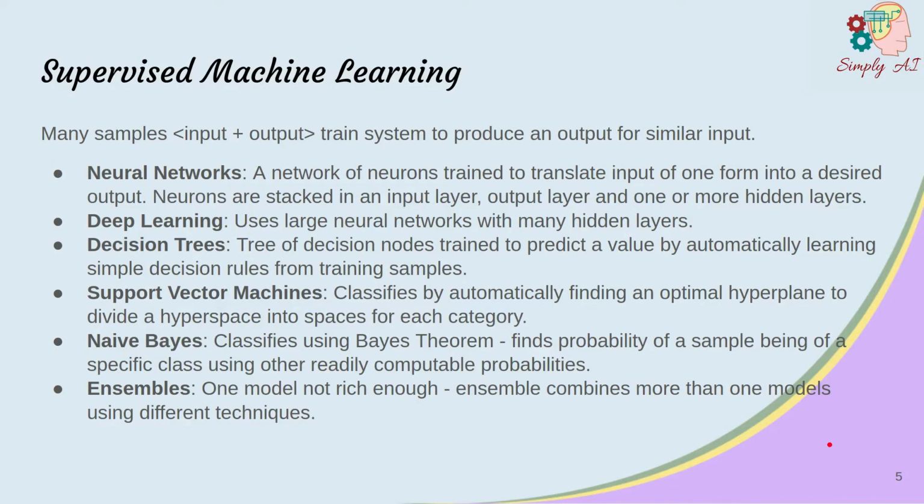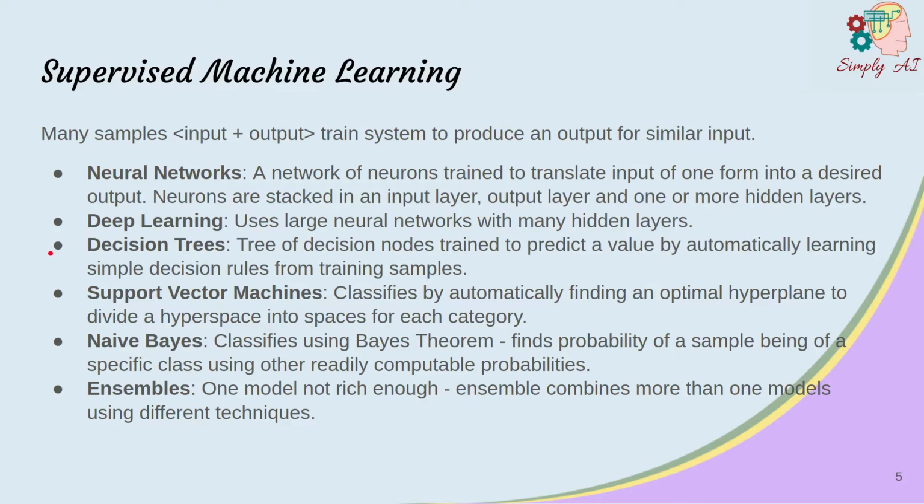Some fields under supervised learning include neural networks, a network of neurons trained to translate input of one form into desired output. Neurons are stacked in an input layer, output layer, and one or more hidden layers. Deep learning, using large neural networks with many hidden layers. These two form a bulk of machine learning applications, and we'll be looking at them in a lot more detail in a later session. Decision trees.